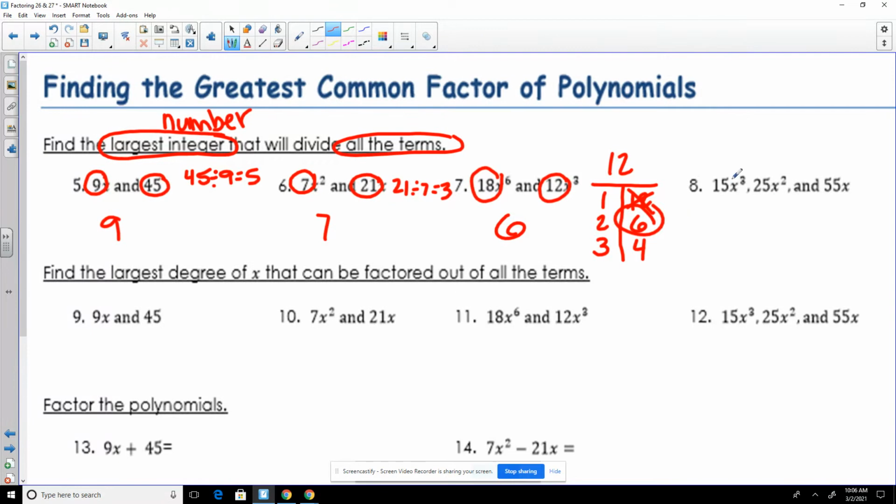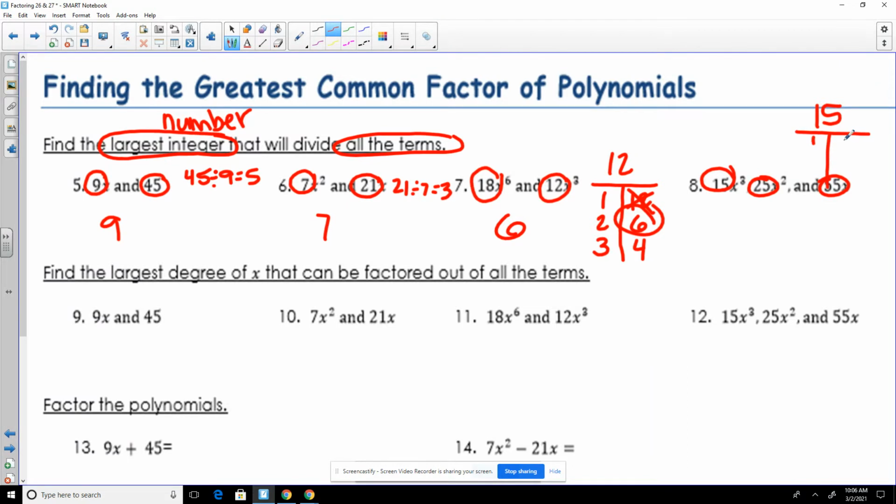I'm going to do one more here. I've got 15, 25, and 55. My smallest number is 15. Will 15 evenly divide into 25 and 55? No, it will not. So let's list the factors of 15.